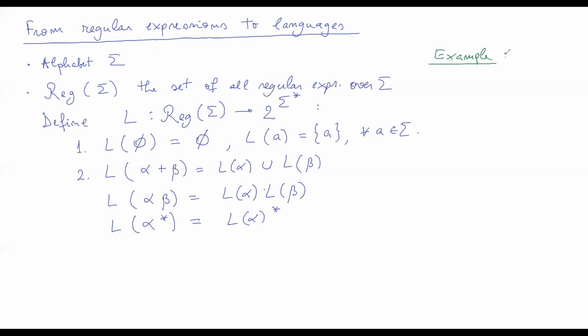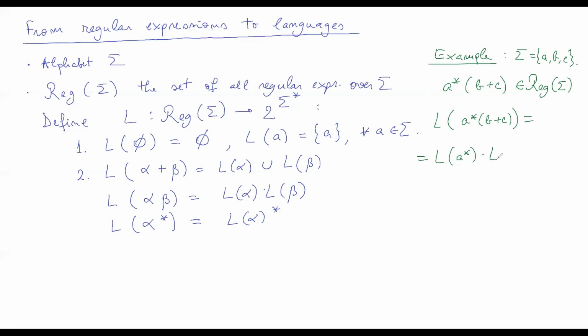So in this example, I'm looking at the regular expression A star B plus C, a regular expression where sigma is {A, B, C}. And I would like to know the language associated to this regular expression. So L of A star (B plus C), by definition, because I have a concatenation in here, is going to be the language of A star concatenated with the language of B plus C.